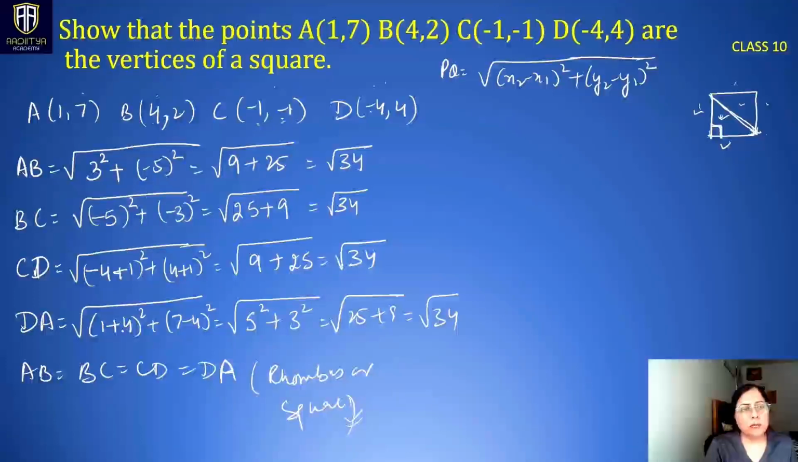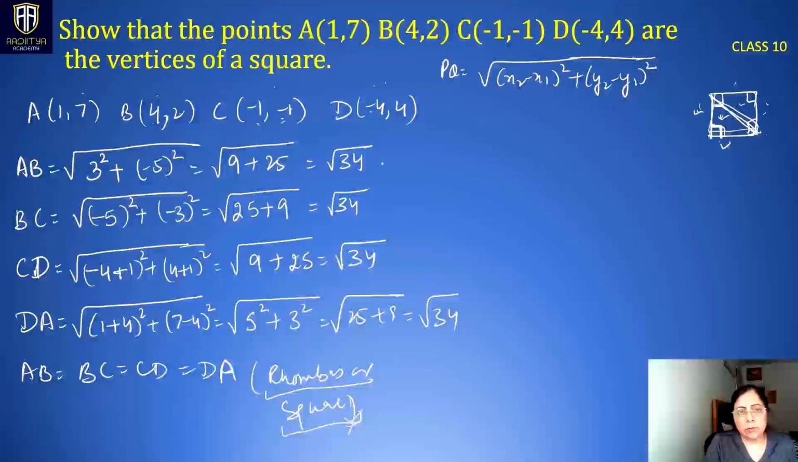Now, we have proved that all the four sides of this quadrilateral are equal. That means that quadrilateral may be a rhombus or it may be a square. Now, to confirm that it is a square, we have to prove that either all the four angles are 90 degrees, or any one angle is 90 degrees, because if one angle becomes 90 degrees, it becomes a rectangle or a square, and if all the sides are also equal, it is a square for sure. Or we can say that if the diagonals of this quadrilateral are equal, it will be a square, because we know that diagonals of a rhombus are never equal.